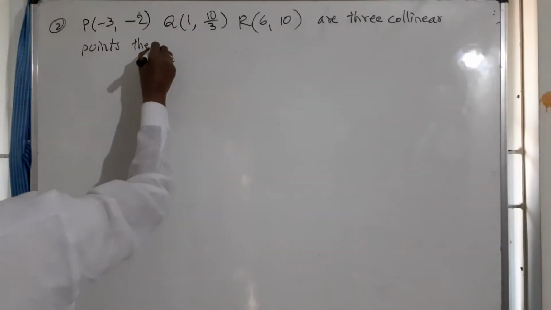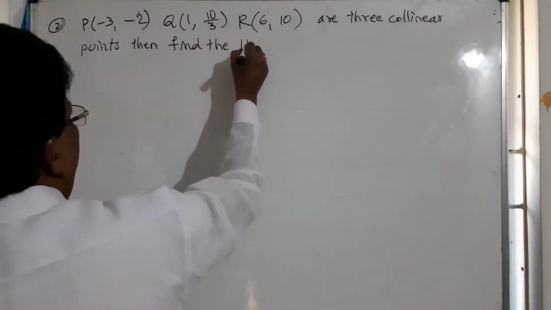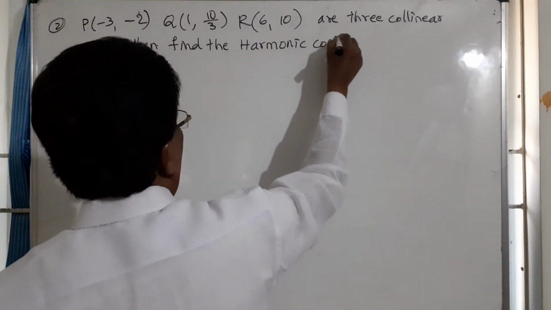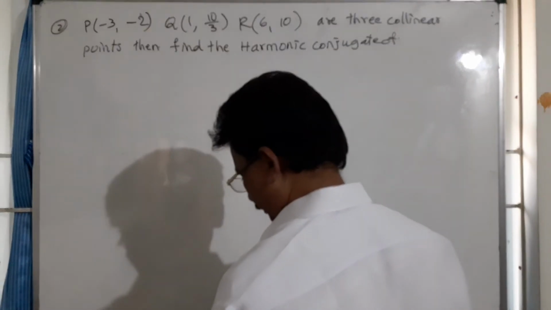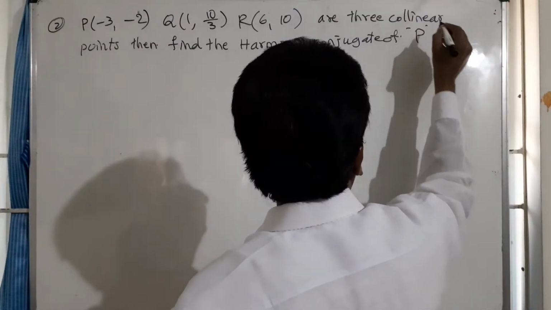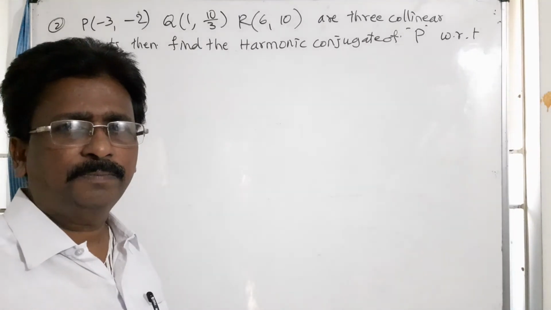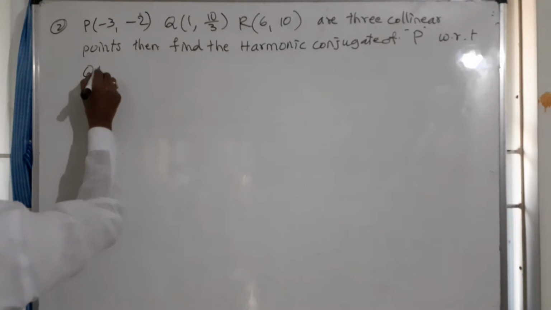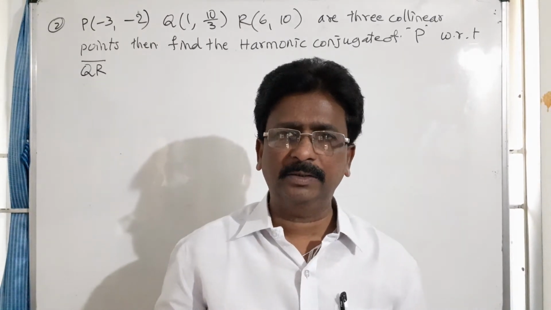Then find the harmonic conjugate of P with respect to the line segment QR. QR bar means line segment; with respect to the line segment QR.